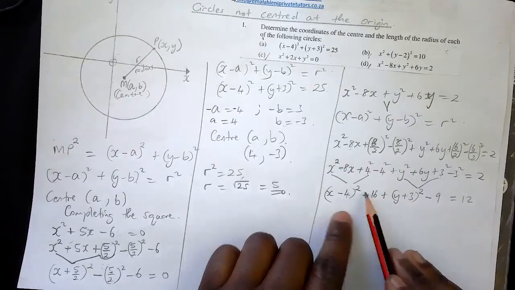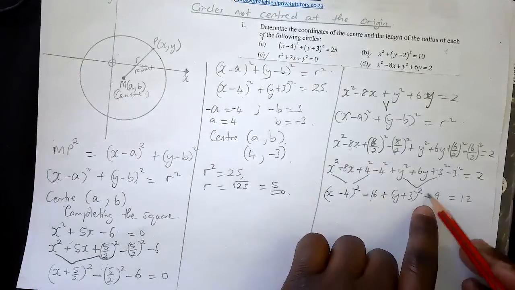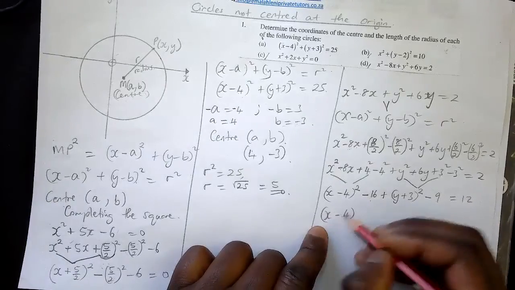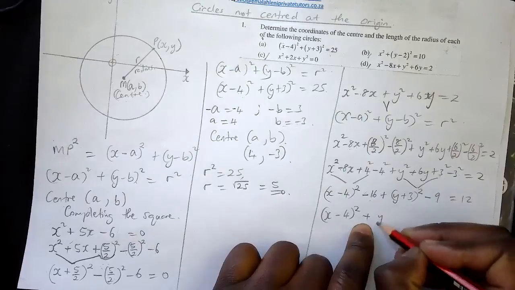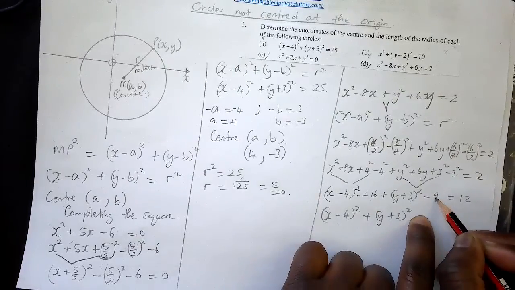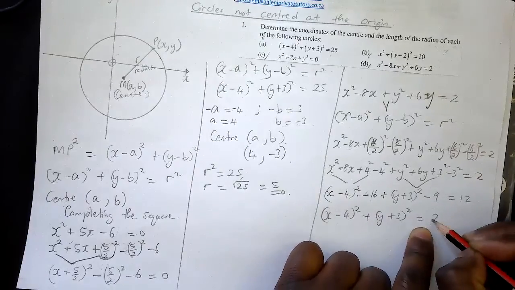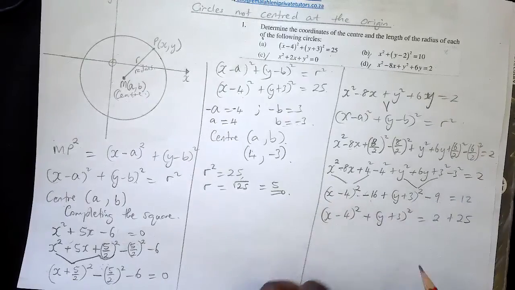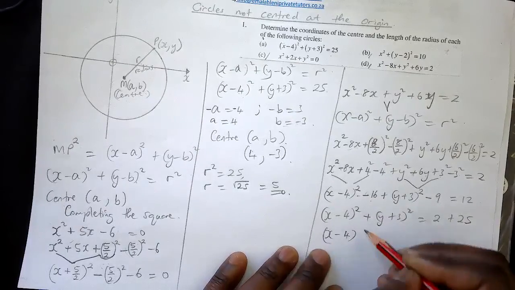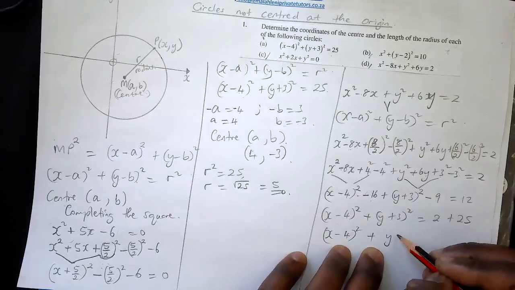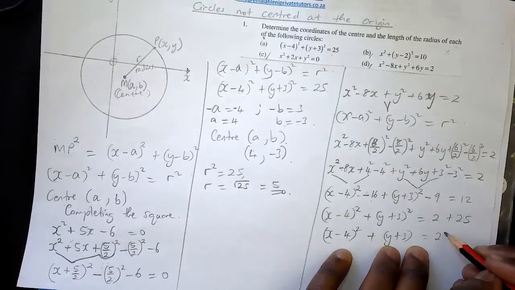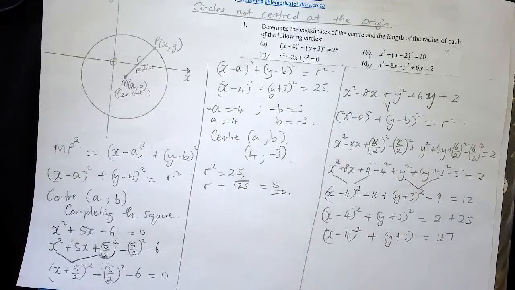So now what are we going to do? We're going to take negative 16 and negative 9 to that side. It's going to be (x minus 4) squared plus (y plus 3) squared. Negative 16 plus negative 9 is going to give us negative 25. It's going to be equal to 2 plus 25, because now it's going to be positive. Now what are we left with here? It's going to be (x minus 4) squared plus (y plus 3) squared is equal to 27. Okay, that's what we have here.